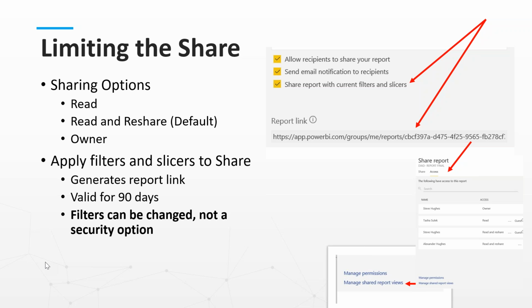You can also apply filters and slices to shares. You're like, oh, great, I can share this with someone and it'll be filtered. Just remember that they can go ahead and change the filters, and they can, so it's not really a security option. It just sets the view up that you want to share. It doesn't necessarily limit their capability to change it around. So just be aware of that. There's a couple of items like that within Power BI that sound really great, but at the end of the day, they're not truly an option for turning things off.